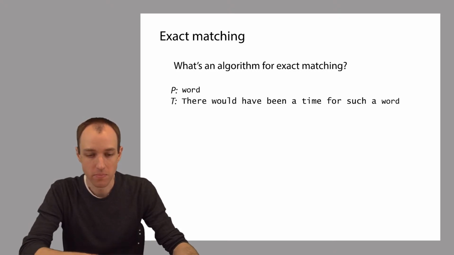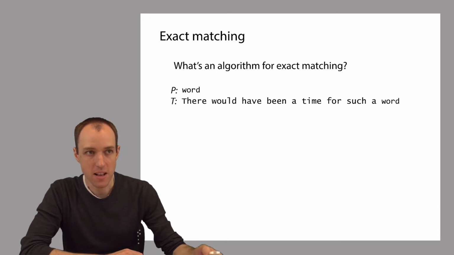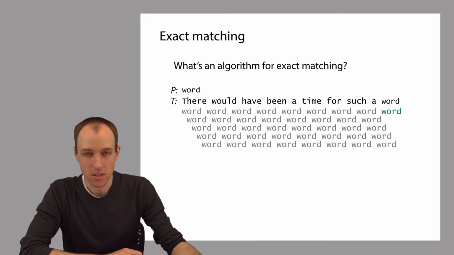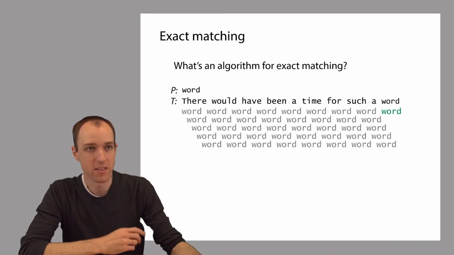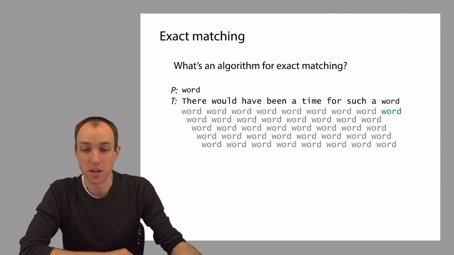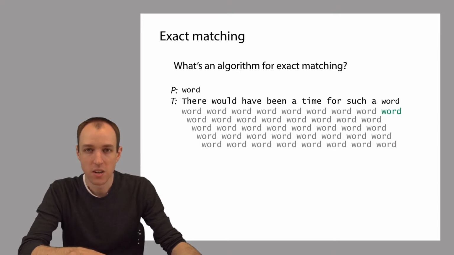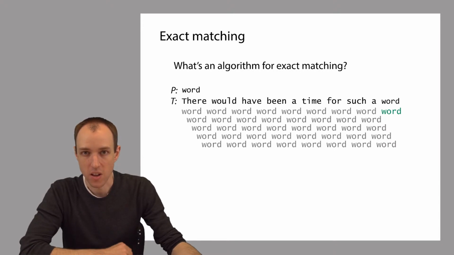Here's a suggestion. Let's try every possible way of lining up P with T. For each of these ways that we could possibly line P up with T, we're going to see whether all the characters of P match the corresponding characters of T. If they do, then that's a match. If one or more of the characters differ between P and T, if there's at least one mismatch, then that offset is not a match. That's a pretty simple idea. We're just trying every possible offset, and we're checking whether P matches T at that offset.